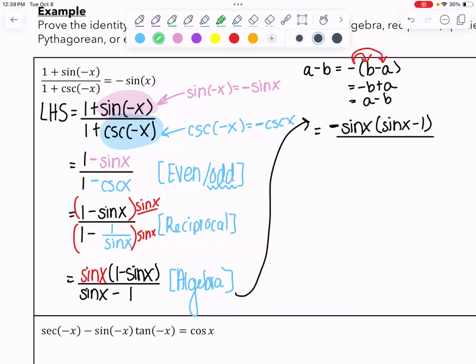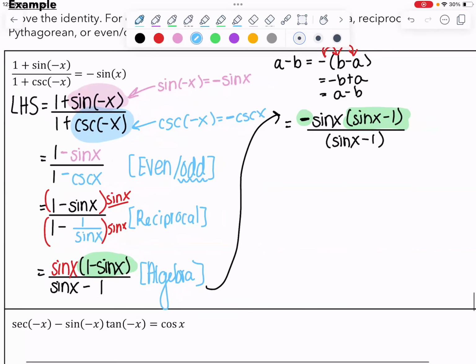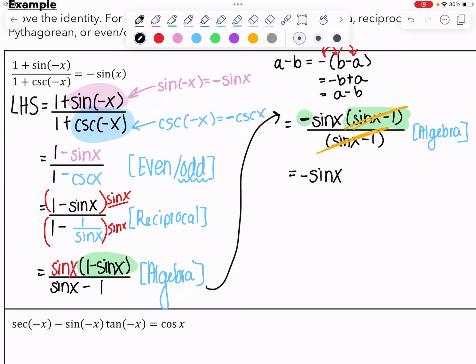Okay, this 1 minus sine x turns into negative sine x minus 1. On the bottom, you also have sine x minus 1. And all you did to get here was algebra. These sine x minus 1s cancel. You're left with negative sine x. And that was what you were trying to do.